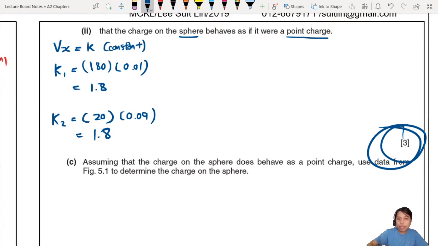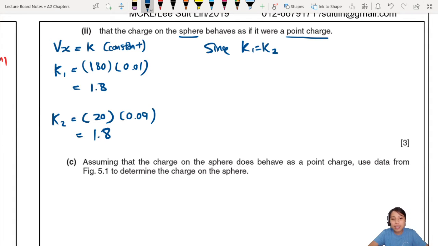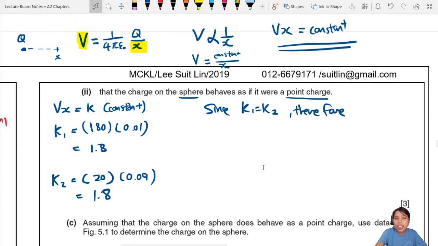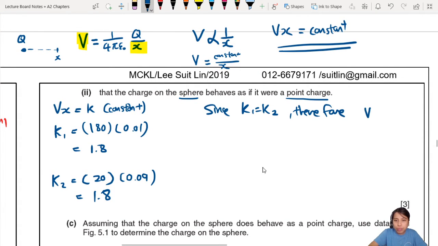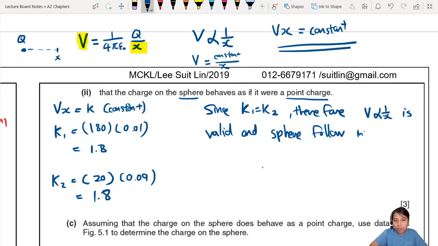So, use your skills from paper 3 and draw a similar conclusion. Since we don't know what the mark scheme wants, we write everything. Since the constant is really a constant, K1 and K2, therefore, what relationship were we testing again? Go up there again. Point charge, right? Therefore, this relationship is valid and the sphere follows the inverse relationship. The sphere behaves like a point charge.